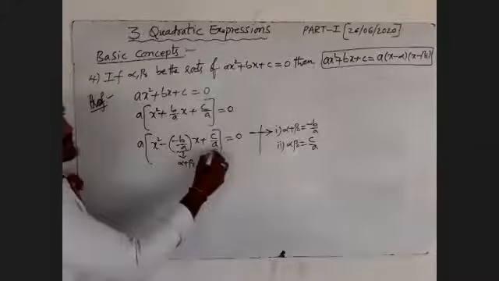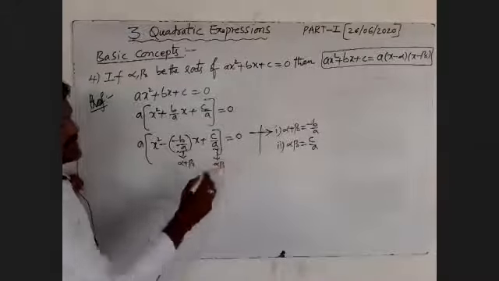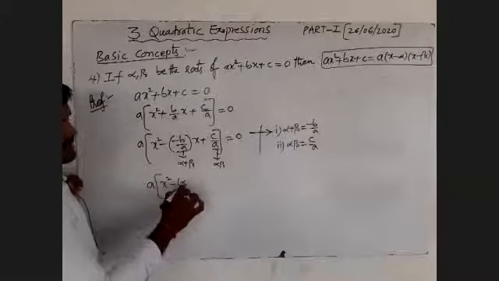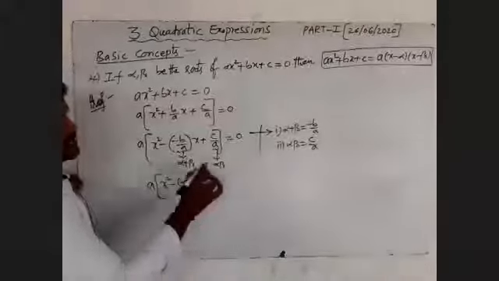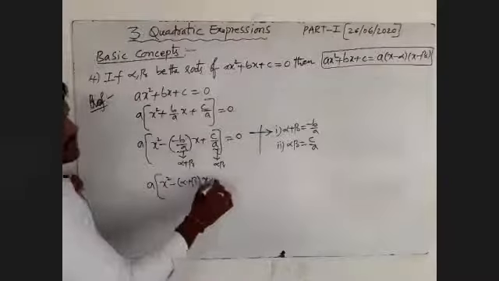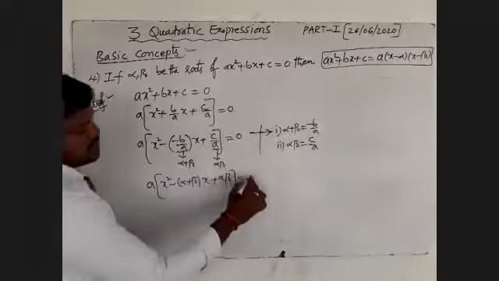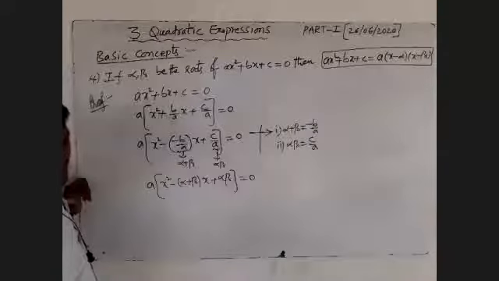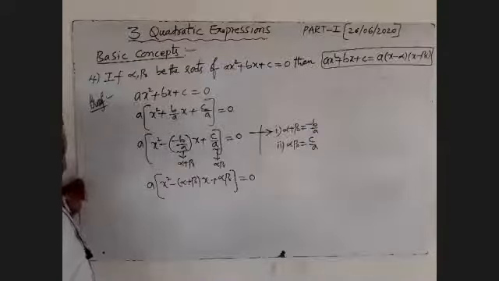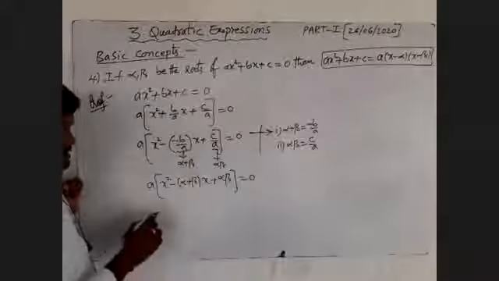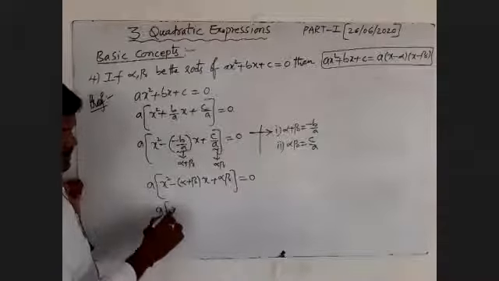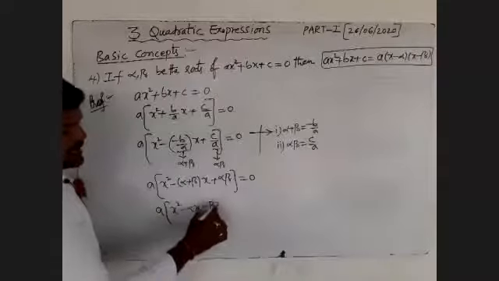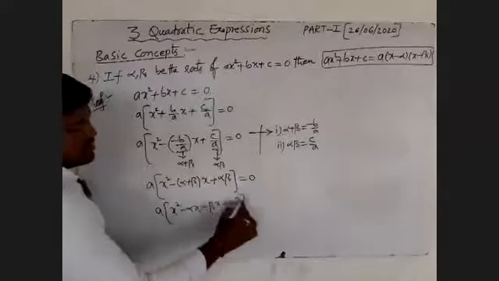After that, we will replace c by a with alpha beta, so I will write a into x square minus alpha plus beta into x plus alpha beta is equal to 0. That means we have to expand this one: a into x square minus alpha x minus beta x plus alpha beta is equal to 0.